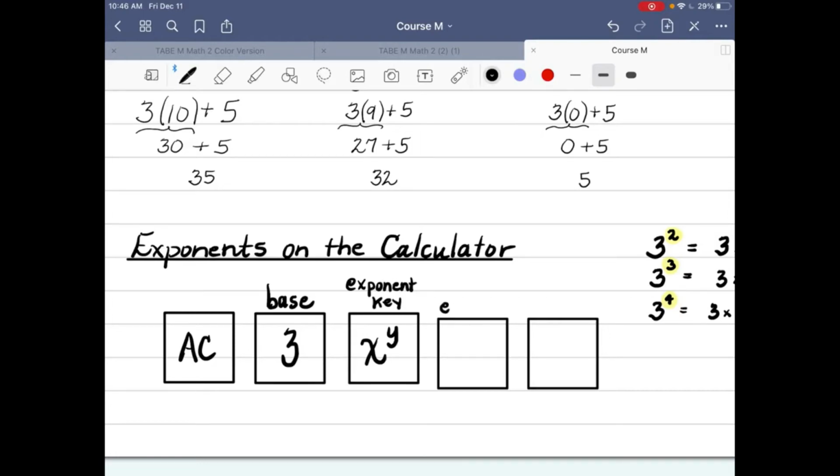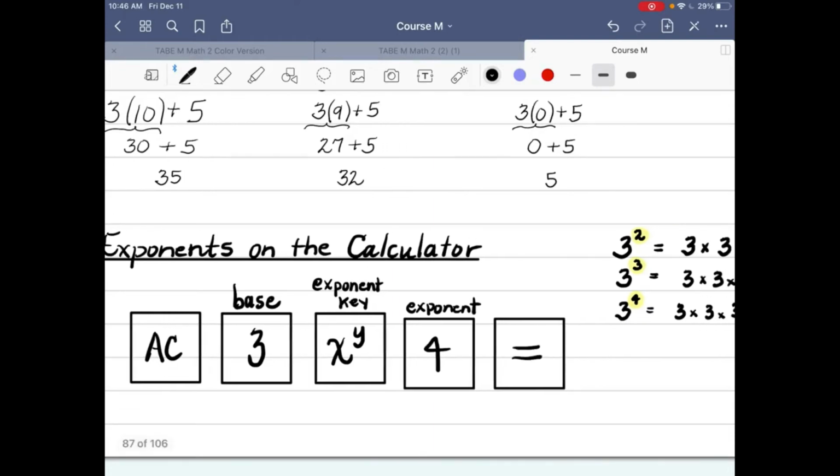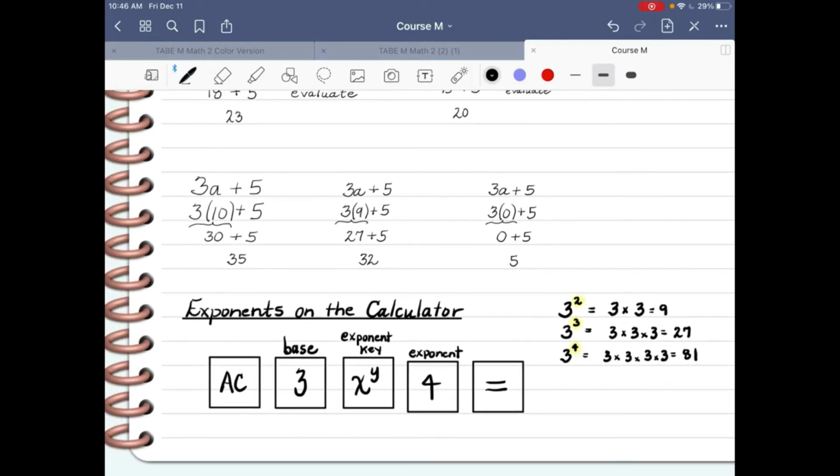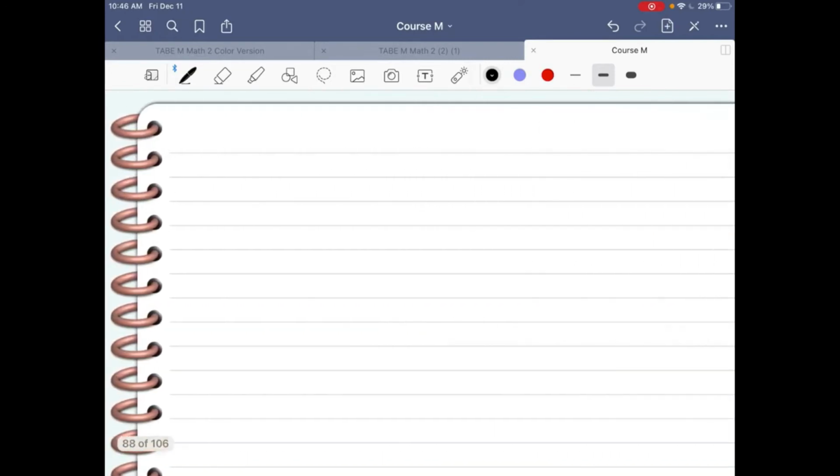And then you put in the little number. That's called the exponent. I'm going to do the 4. And then of course you always end your problem with an equals. So 3 to the fourth power, you should get 81. And you can practice these using those 3 examples. That would be very good to run through just as practice. And I showed you that to show you the next example.